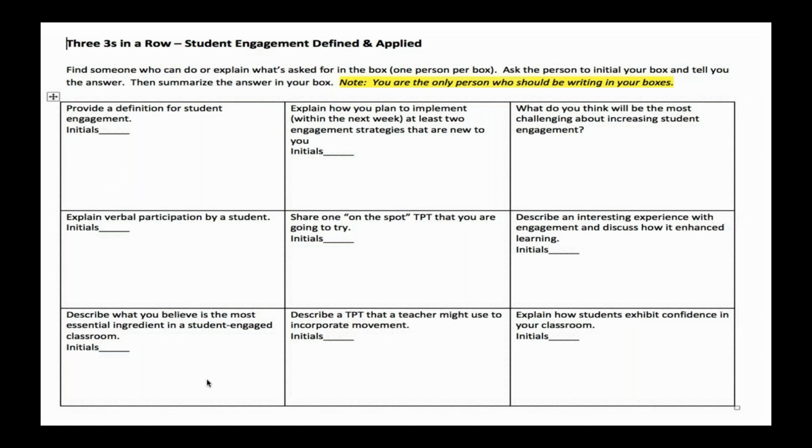So in the three threes in a row, it's important that the person who owns the paper is the only one that writes on their paper. Then this can be used as a review sheet, a take-home study sheet, or if there's any missing information or incorrect information, the students can correct that information before they move on to the summative assessment.